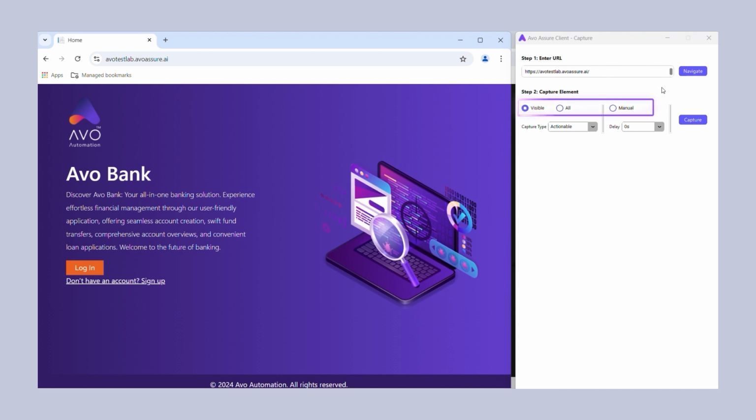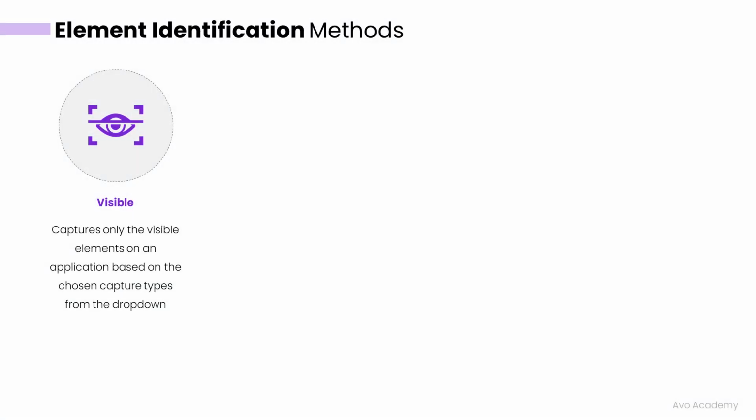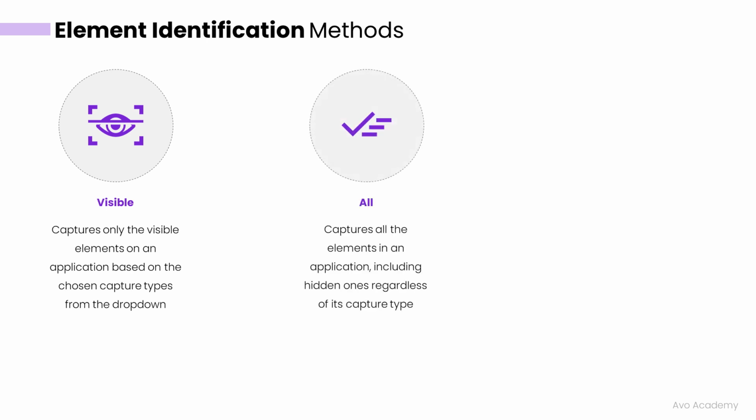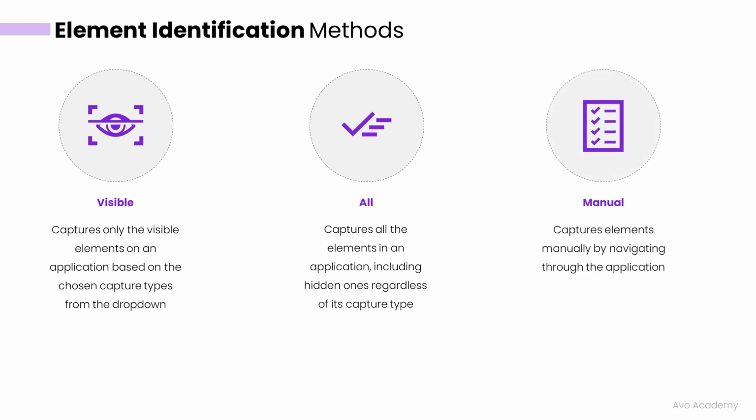As you can see, there are three ways that Avo Assure offers for element identification: visible, all, and manual. Let's proceed to learn more about each of the methods. Visible helps capture only the visible elements on an application based on the chosen capture types from the drop-down. The option All enables capturing of all the elements in an application, including hidden ones, regardless of its capture type. Manual, as the name suggests, allows users to capture elements manually by navigating through the application.